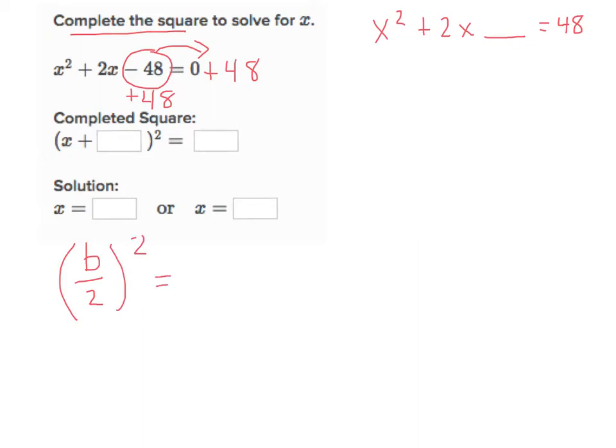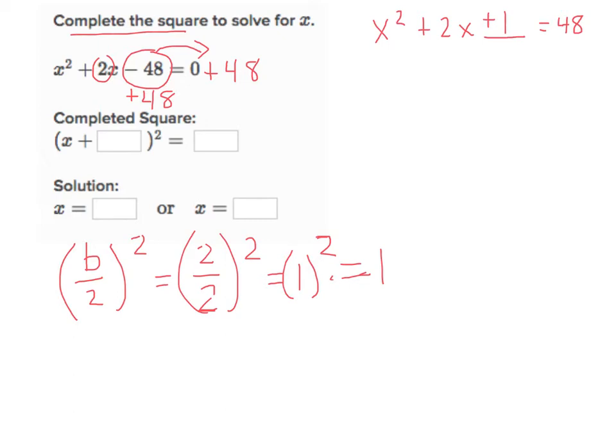In this case, b is 2. So I've got 2 over 2 all squared, which is 1 squared, which equals 1. So I'm going to add 1 to this left side. But since I added 1 to the left, I also have to add 1 to the right side.